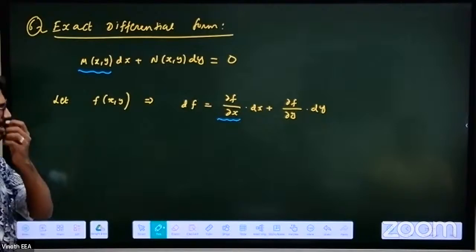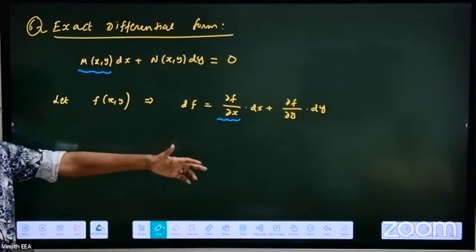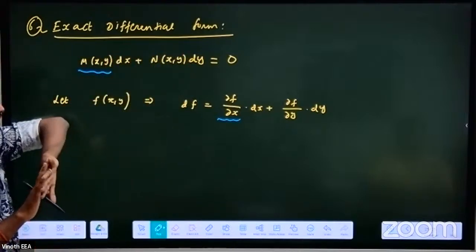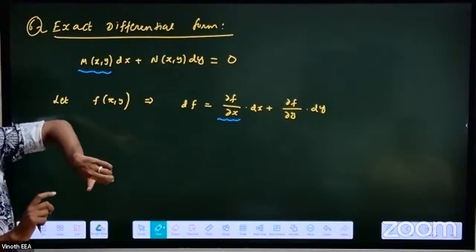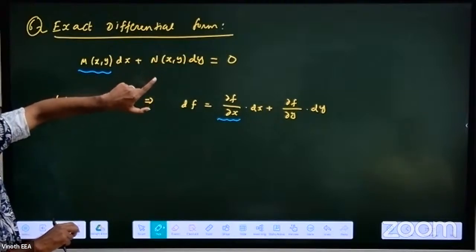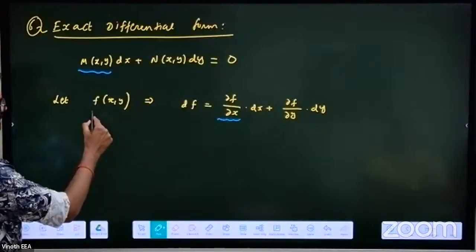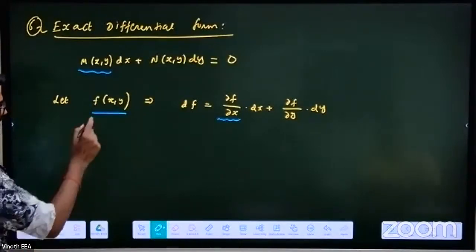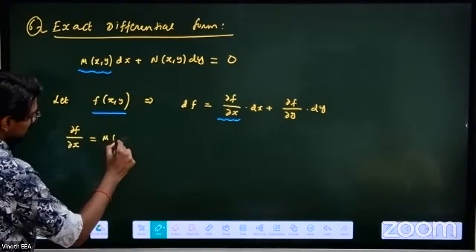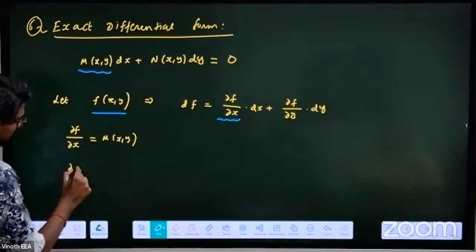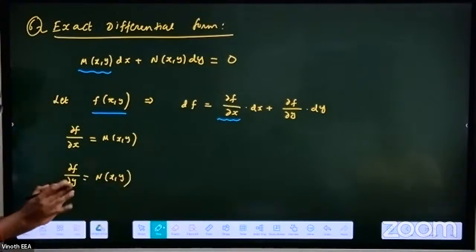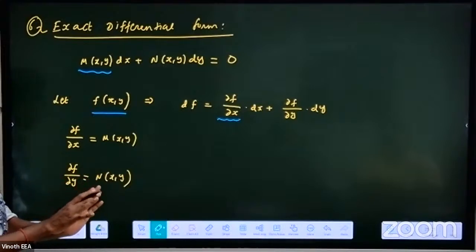See, maybe it may be a bit confusing, but that is how the exact differential is defined. This is my equation, some differential equation. In that differential equation, the coefficient of dx is m, and the coefficient of dy is n. I am going to define a function f of x comma y such that its partial differentiation with respect to x is equal to m of x comma y, and its partial differentiation with respect to y is n of x comma y. I'm defining the function that way.